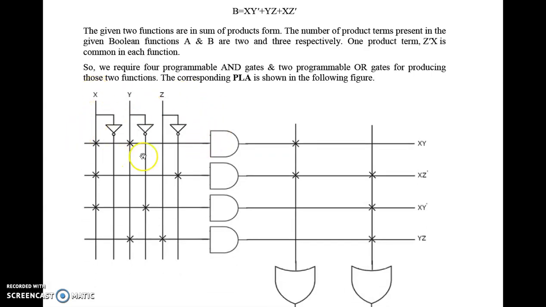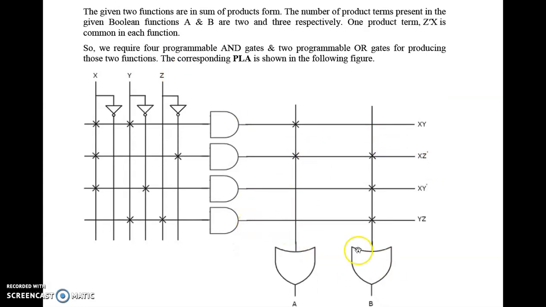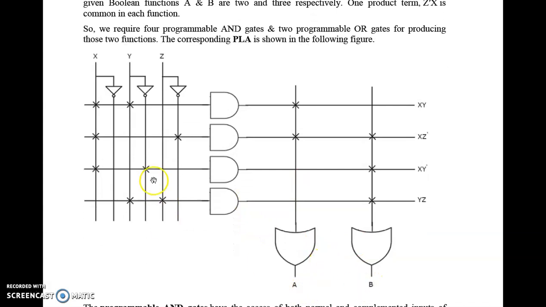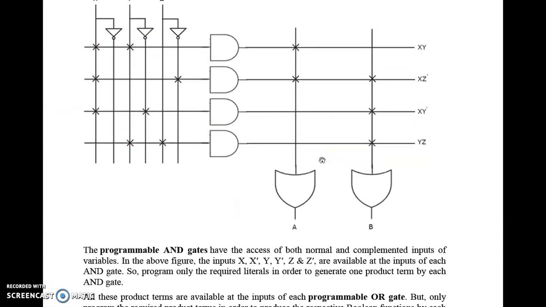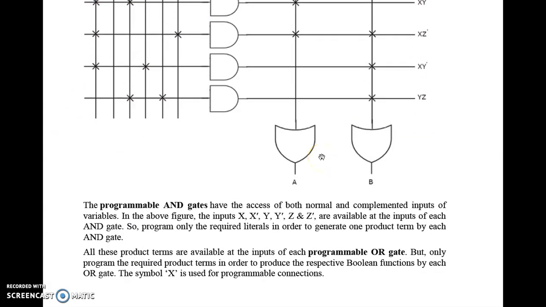So here x, y, z, these are the programmable AND, and this is the programmable OR. The common terms will be connected to the particular function, and we'll get the outputs A and B. So here this is a programmable AND and a programmable OR. The above figure shows the programmable AND gates have access to both the normal and complemented inputs, and the programmable OR gate also has the particular common terms that we can program.